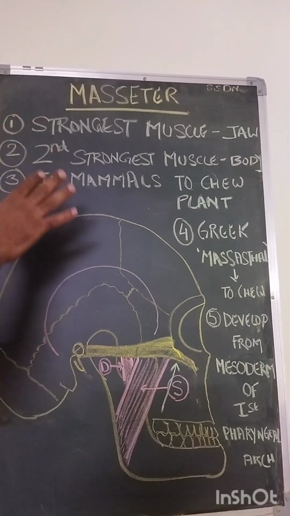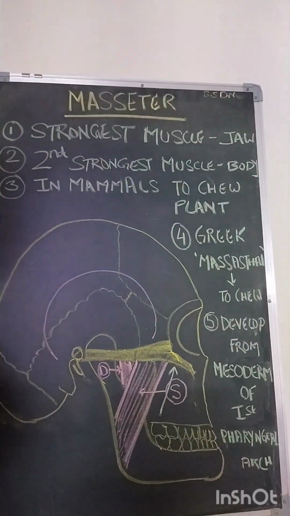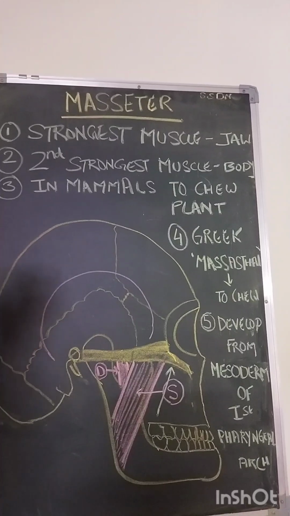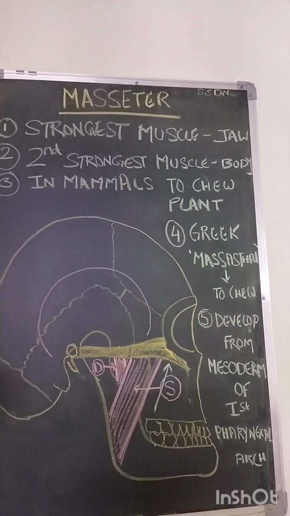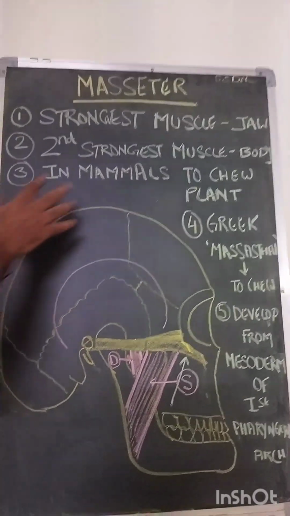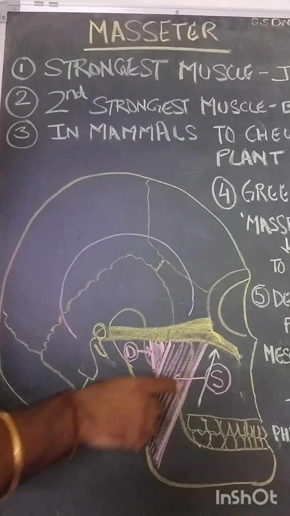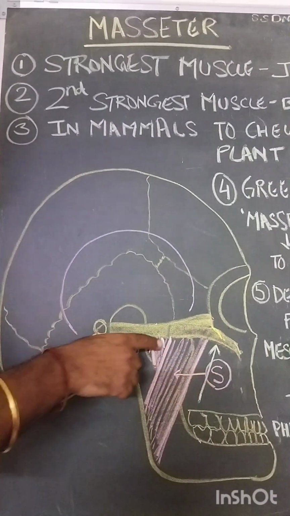The word masseter is derived from the Greek word masasthai, which means to chew. Development: this muscle is derived from the mesoderm of the first pharyngeal arch. Okay, if you look at this diagram, this is the masseter muscle. It has two fibers, superficial fibers and deep fibers.